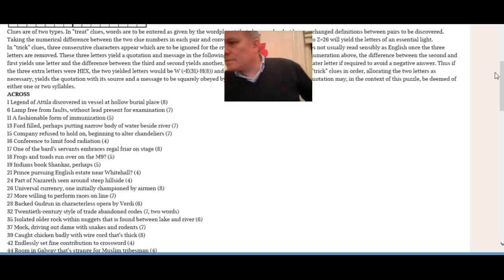Clues are of two types. In treat clues, words are to be entered as given by the wordplay at that clue number, but have exchanged definitions between pairs to be discovered. Taking the numerical difference between the two clue numbers in each pair and converting these differences using A equals 1 to Z equals 26 will yield the letters of an essential light.